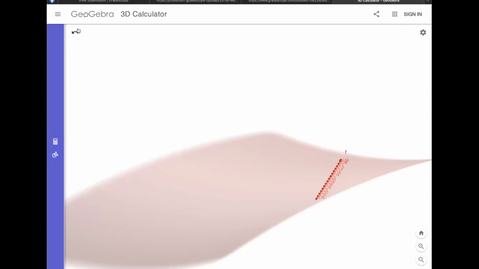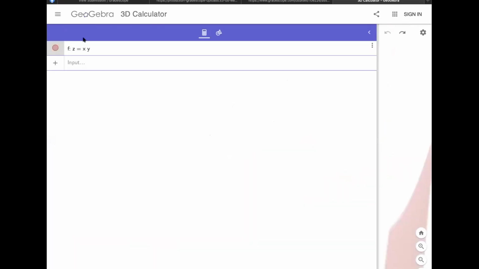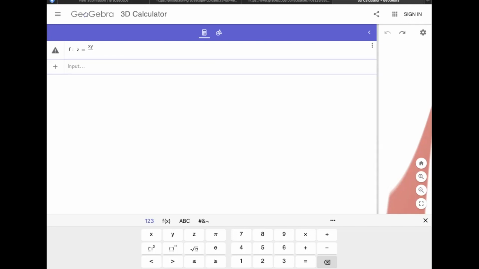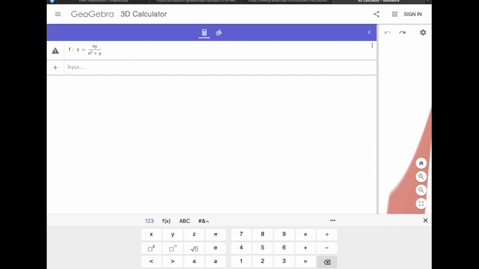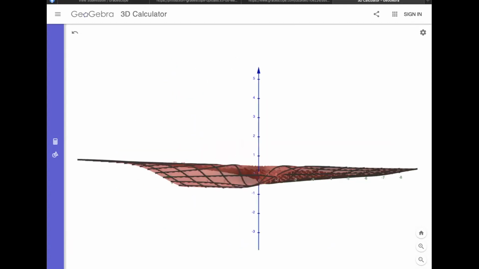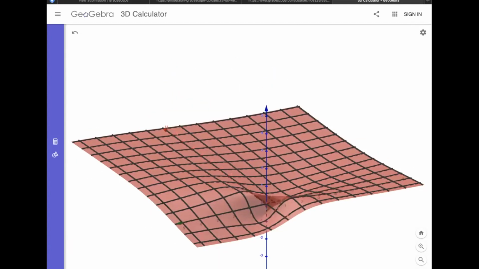But let's change this function a little bit. Let's change it to xy divided by x squared plus y squared. Okay, let's see what that looks like. And I want these grid lines.